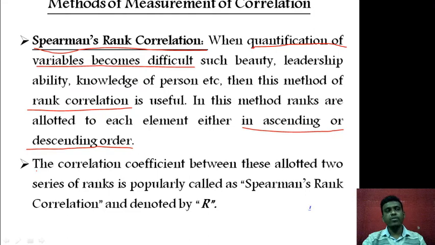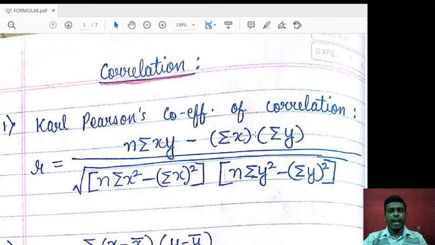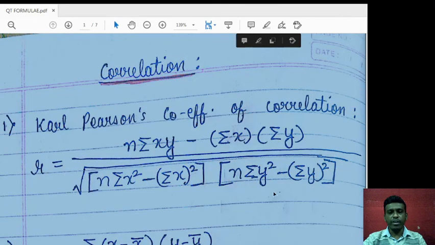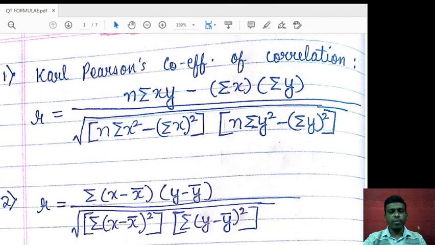Now what happens is you convert these marks. Suppose marks are given of 10 students in two different subjects, and you are asked to use Spearman's rank correlation method. Then these marks are first converted into ranks, and then you use these ranks in the formulas given to you. Now let us see what these formulas are. As we have seen the formula for Karl Pearson's coefficient of correlation, I have written it down here, and similarly the other formulas also.